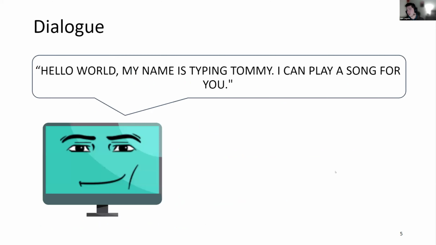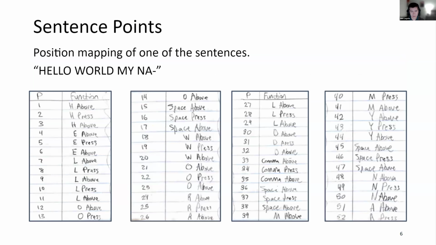Okay, so going into how we mapped it. This is going back to the video, the dialogue of what Tommy says. He introduces himself and then states he can play a song. This is how we did it. As you can see in these pictures, on the left side of each of them there are numbers, and each of those numbers is a point. Each letter or punctuation usually has three positions: above, then press, and then above again.